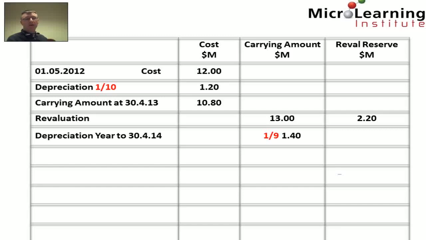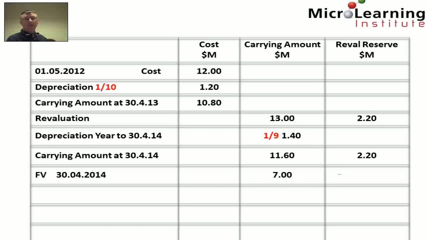Again, we continued to depreciate it over its remaining useful economic life, this time being 9 years, so we recognized depreciation for the year ended the 30th of April 2014 at $1.4 million. So therefore, at the end of that year, on the 30th of April 2014, the carrying amount was $11.6 million, and we held a revaluation reserve in relation to this asset of $2.2 million. Again, the fair value on that date was deemed to be $7 million, so we needed to recognize an impairment from $11.6 million down to $7 million, and that's a total impairment of $4.6 million.